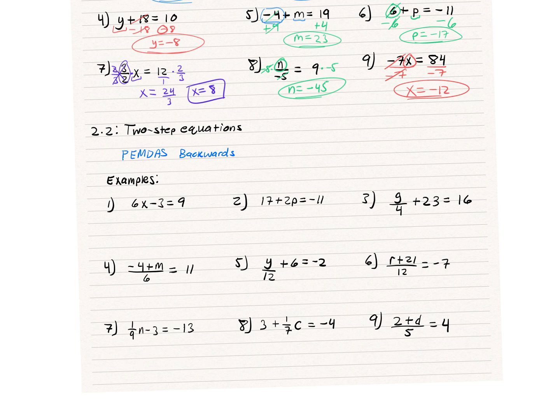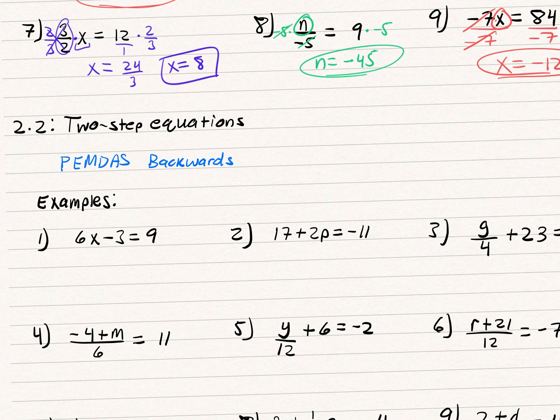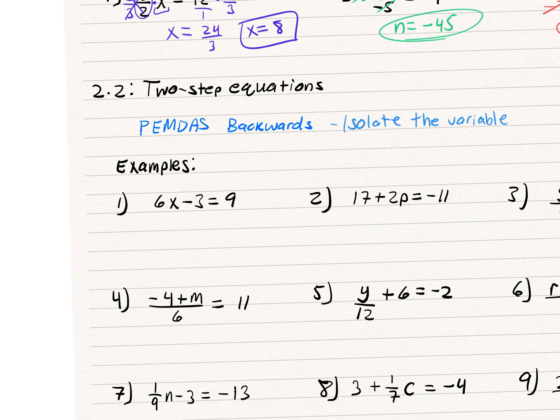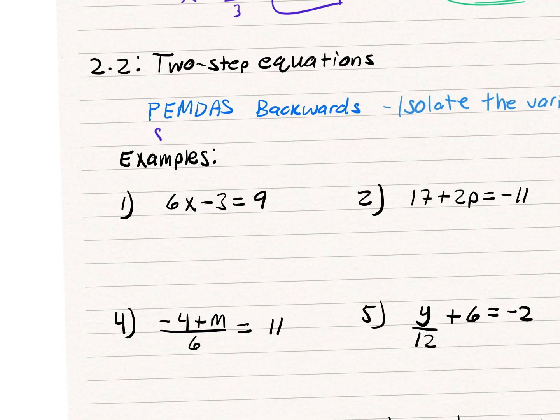Now, in the second section of this lesson, we did two-step equations. And we did PEMDAS backwards. So we still want to isolate the variable. And to isolate the variable, we're doing PEMDAS backwards. So essentially we're doing SAD MEP, something like that. We want to do any subtraction and addition first, then we move on to division and multiplication, and then we take care of the exponent in the parentheses.